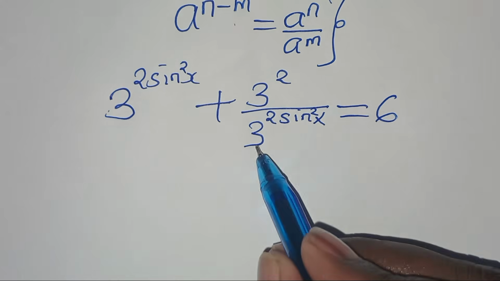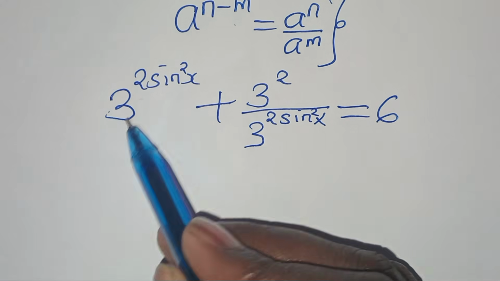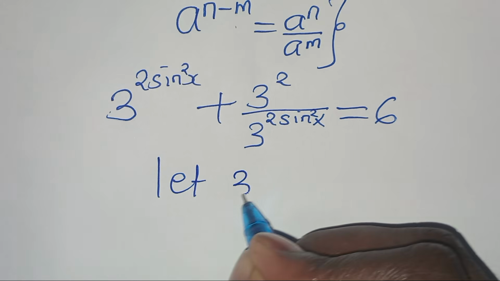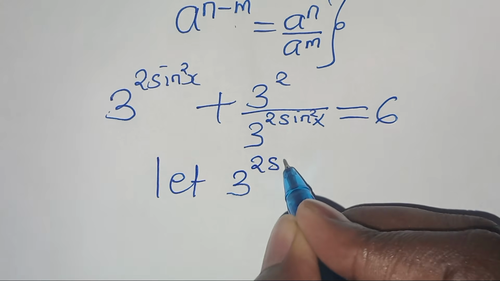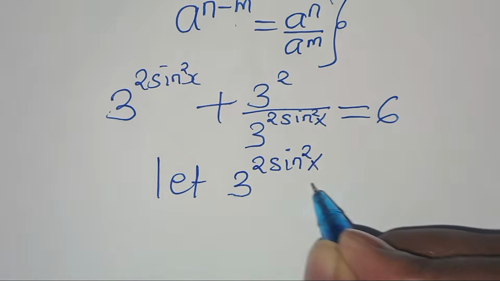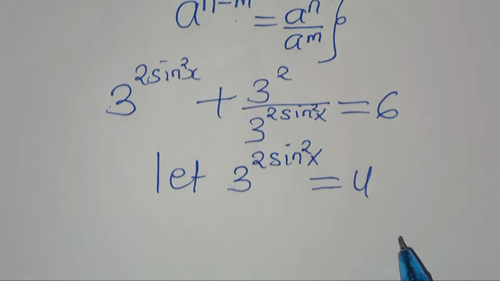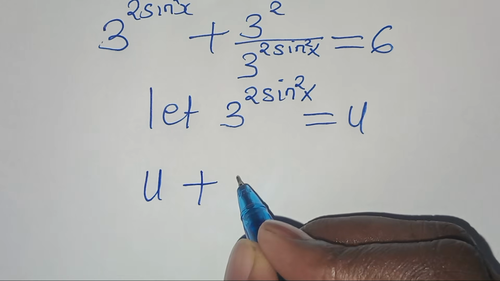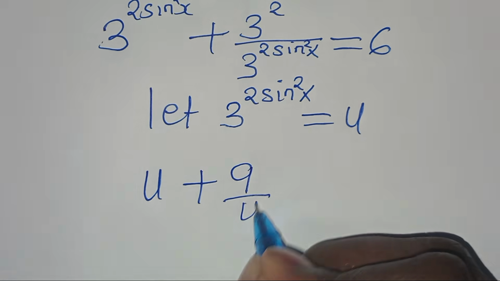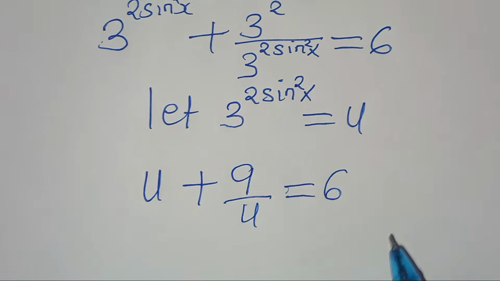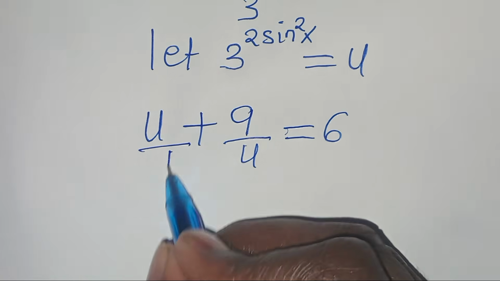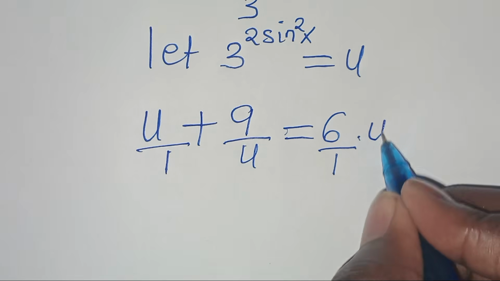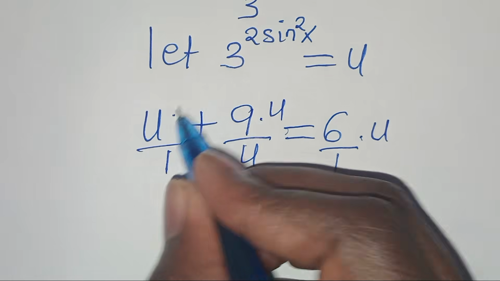Now, since we have 3 to the power of 2 sine squared x here and 3 to the power of 2 sine squared x, we can let 3 raised to the power of 2 sine squared x be equal to u. Let's substitute u so that we have u plus 3 squared, which is 9, over u. This is equal to 6. So since the LCM is u, let's multiply everything here by u.